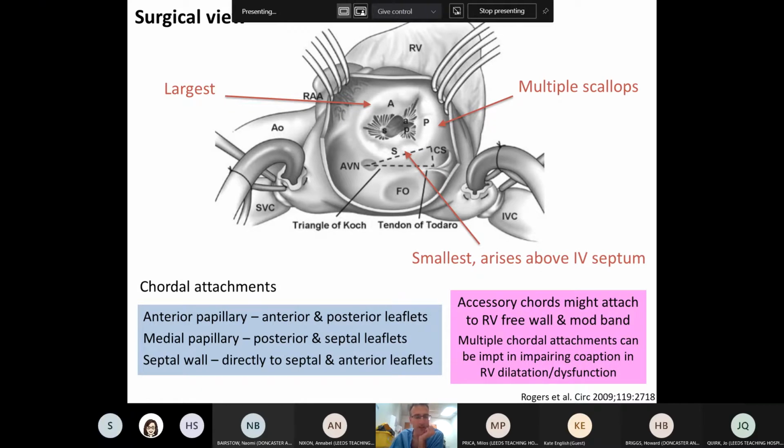The chordal attachments are direct to the septal and anterior leaflets from the septal wall. And you can have accessory cords attaching to the RV free wall and in fact the moderator band. All of these multiple chordal attachments can be important in causing functional TR when the RV becomes dilated and dysfunctional.